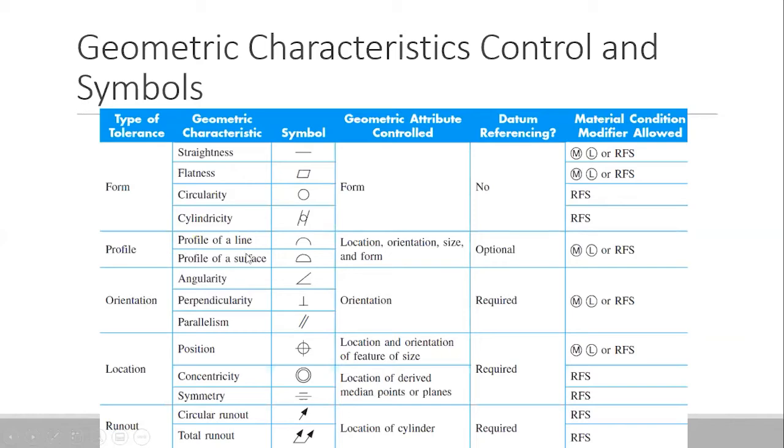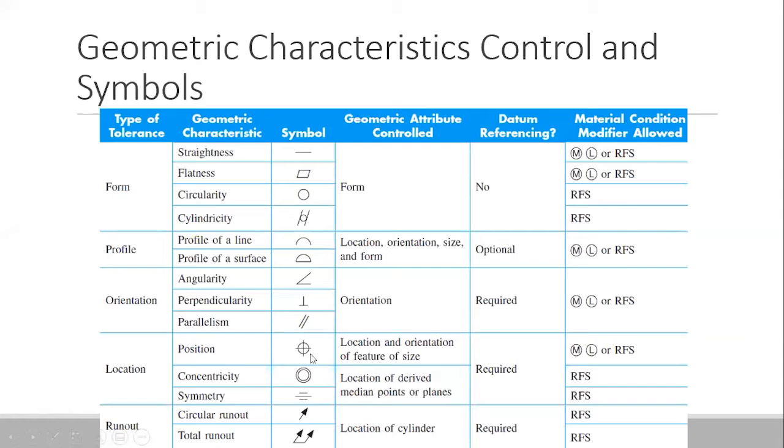Profile, we will discuss it in a later slide, what is called a profile of a line and profile of a surface. So after orientation, we talk about location. If we have to control the location, how can we provide the control, or provide the GD&T symbol? So one is called position control.